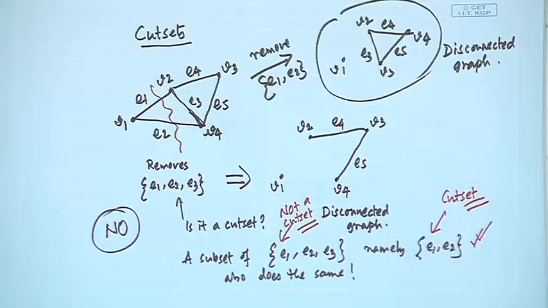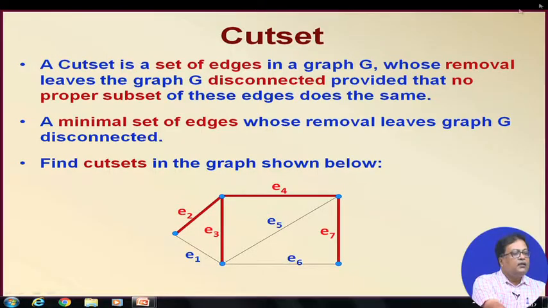That is how you have to understand what a cut set is. So, look at the theory now: a cut set is a set of edges in a graph G whose removal leaves the graph G disconnected, provided that no proper subset of these edges does the same. This point we must recall and remember. You can alternately say it is a minimal set of edges whose removal leaves the graph G disconnected. Is it all right? That we must remember.